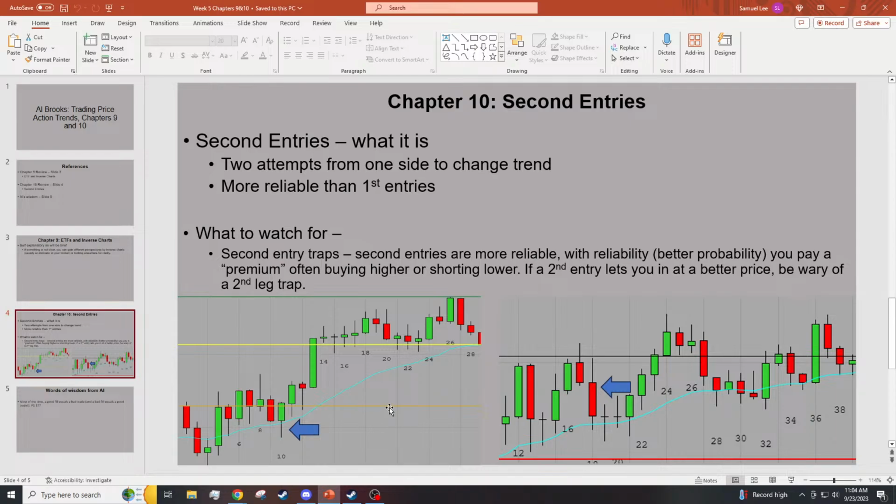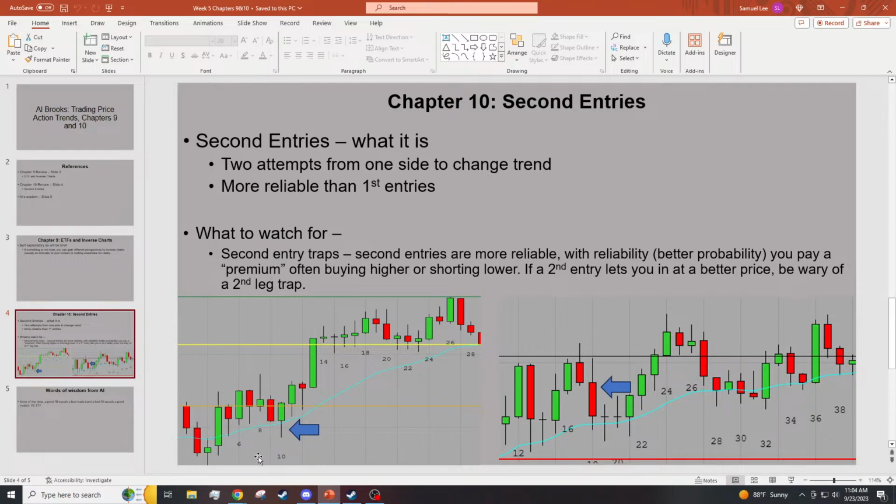So that's what you're waiting for, and your entry will be worse than the first one, and that's true, but you're paying a premium for better probability. Okay, because how do you know that this bar 4 is going to look the way that it does after a bar like 3?